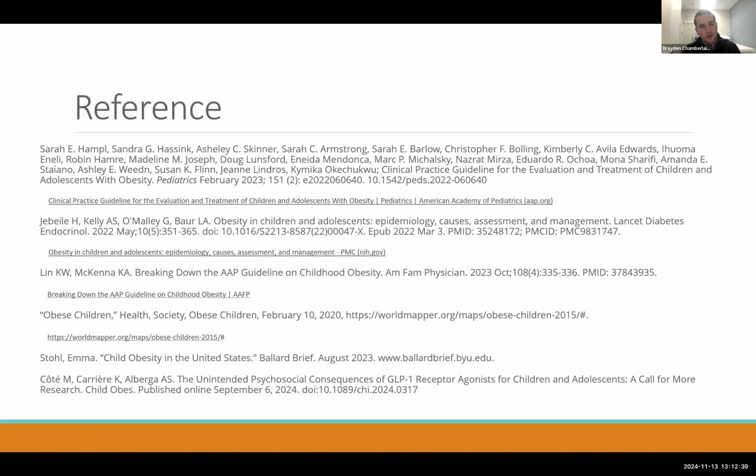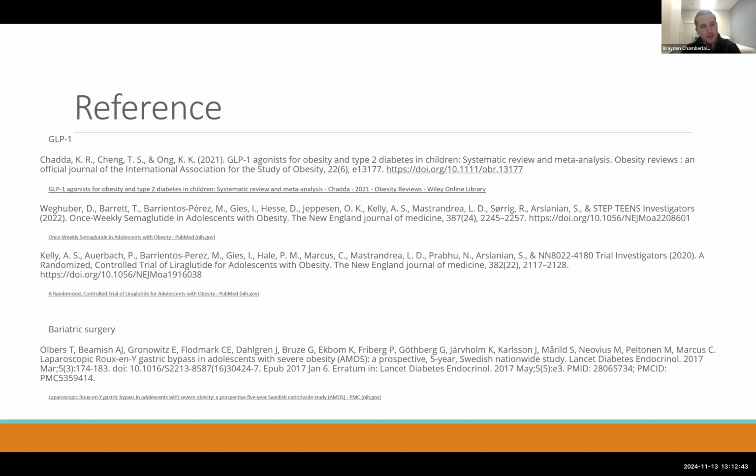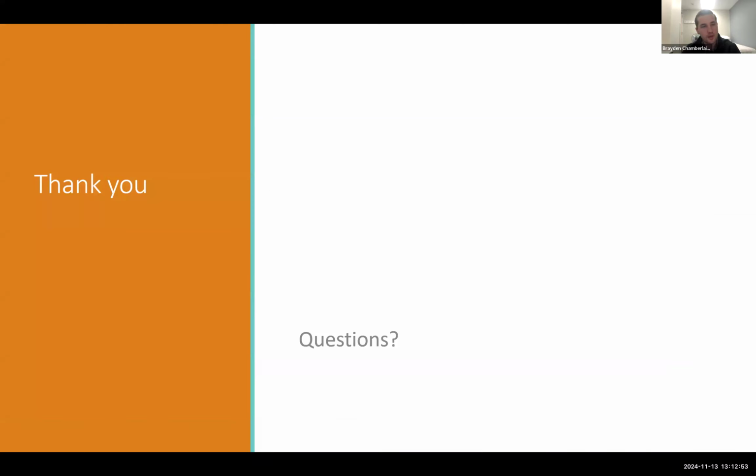Here are basically all of the references. As you can see, there's numerous GLP-1 studies and bariatric surgery studies. PubMed has a great resource for a lot more than this, just the ones I pulled from.